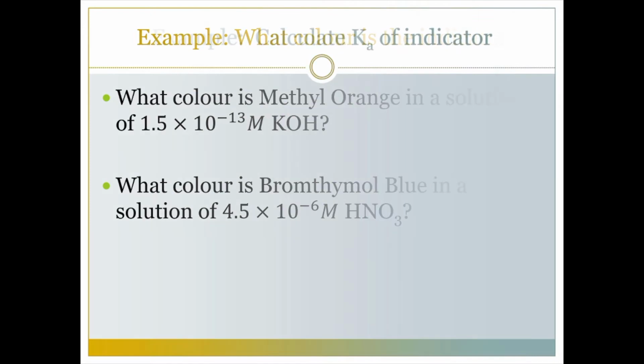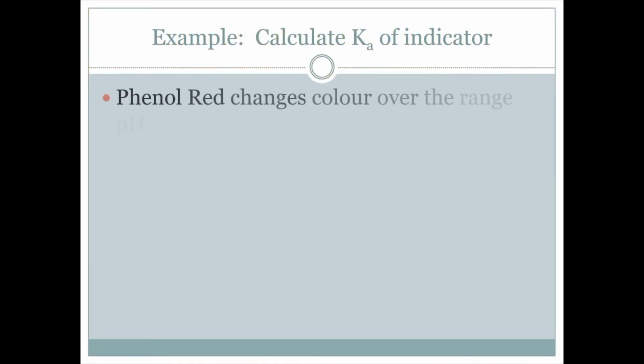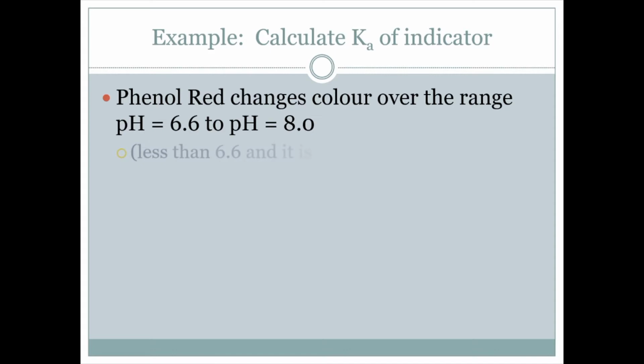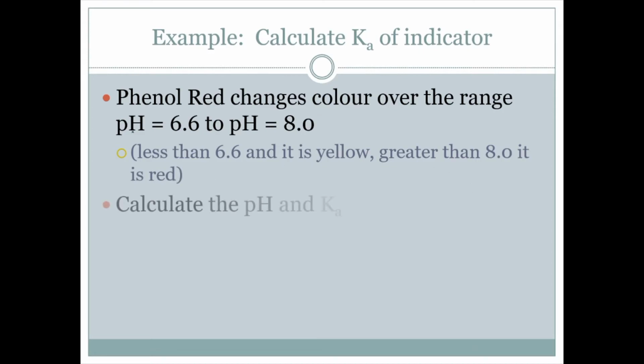Now, when a question asks you to calculate the Ka of an indicator, the process is similar. Because we know that the Ka is the concentration of hydronium at the color change point, we'll have to calculate where that color change is going to be. It says here that phenol red changes color over the range of 6.6 to 8.0. Reminder that less than 6.6 it's yellow, greater than 8 it's red. So we want to calculate the pH and the Ka at the end point. The end point will be where you have equal amounts of yellow and red.